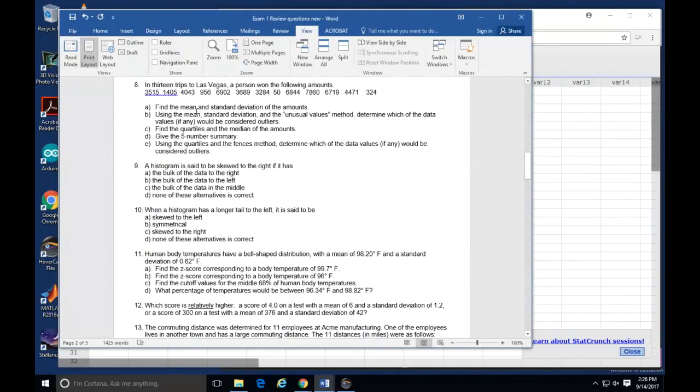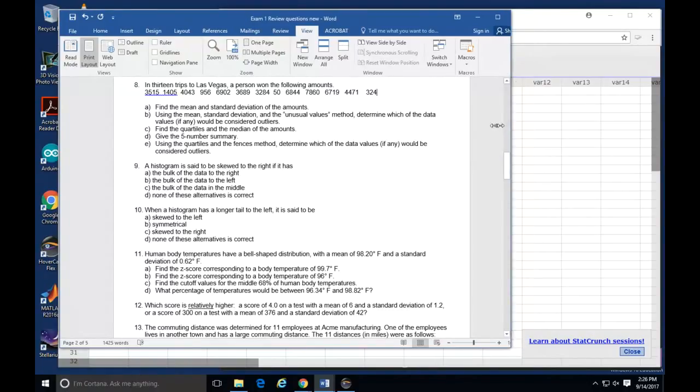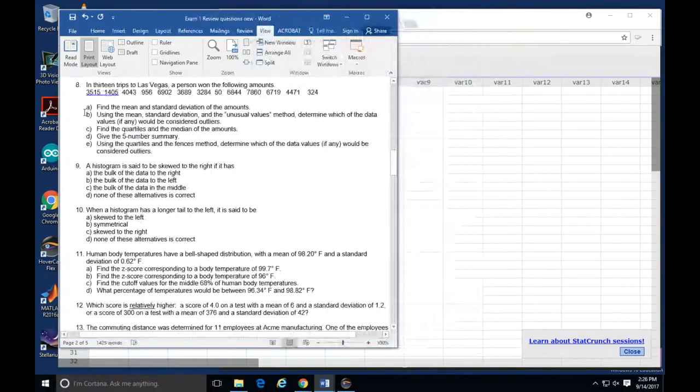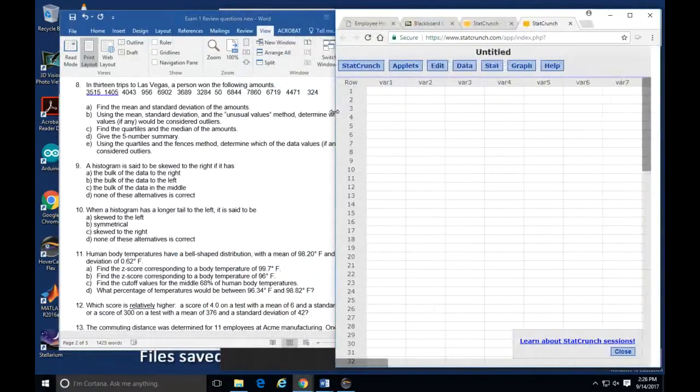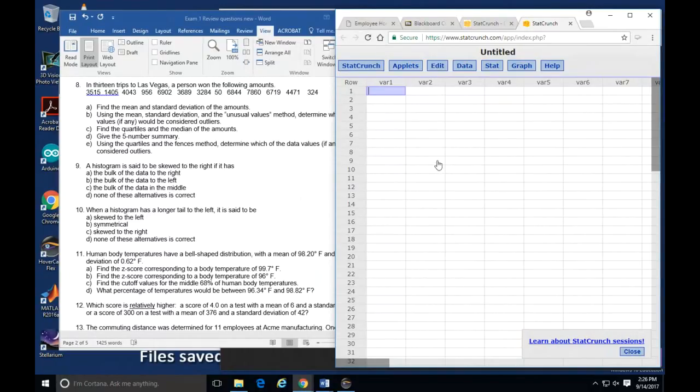Okay, let's look at number 8. In this one, if you get a problem like this on the exam, it will give you the opportunity to copy the data into StatCrunch. If I were going to do this from here, I would just have to type the numbers in. You can also do this on your calculator by putting the numbers in a list and then using the 1-Var Stats.